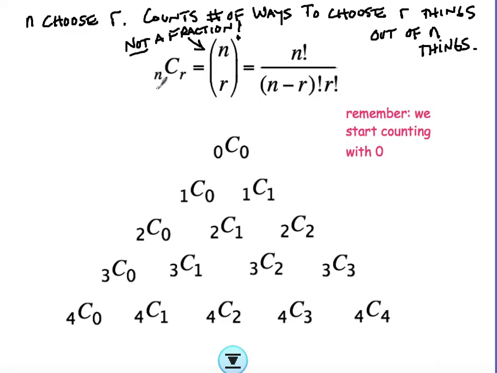So whatever your total number of things is, that goes on the top factorial. And then you take n minus r factorial here times r factorial, the number of things you want, the number of things you're choosing. So let me give you an example here. Let's say you've got 12 people on the tennis team, and you want to choose 2 co-captains.